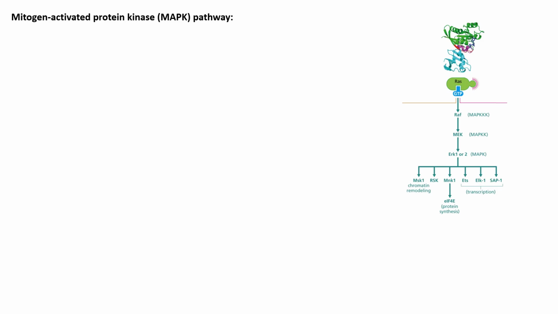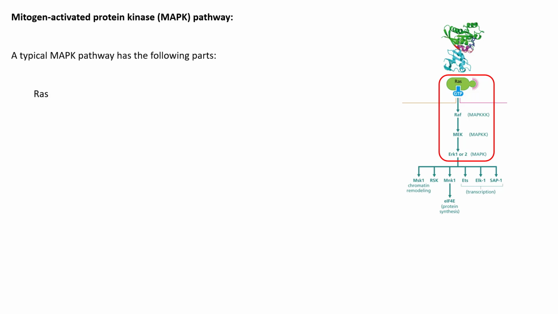The mitogen-activated protein kinase pathway, or MAP kinase pathway. Here we have a picture of the MAP kinase pathway. A typical MAP kinase pathway has the following parts. RAS will go on to activate MAP kinase kinase kinase. MAP kinase kinase kinase will go ahead and activate MAP kinase kinase. And MAP kinase kinase will go on to activate MAP kinase. This will lead to the activation of downstream effector proteins by MAP kinase.